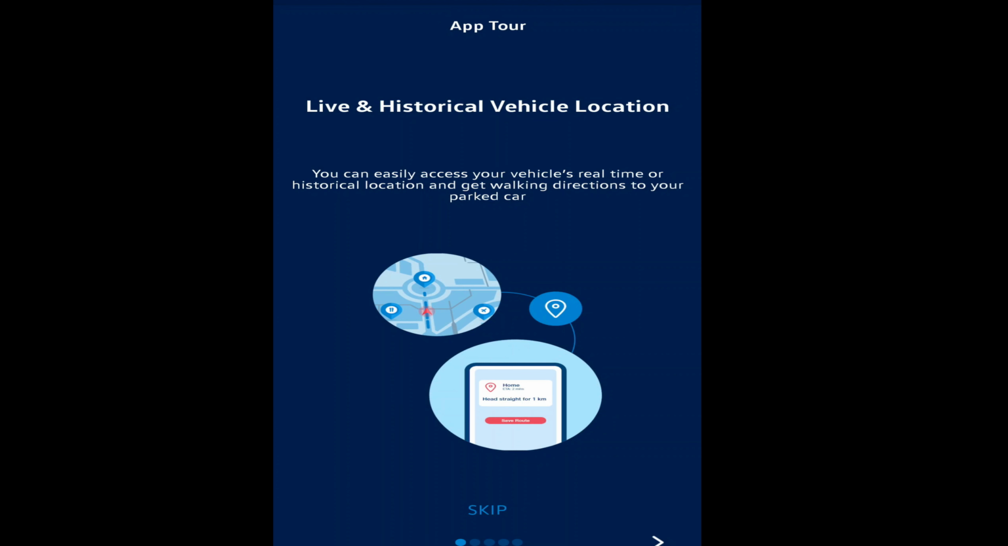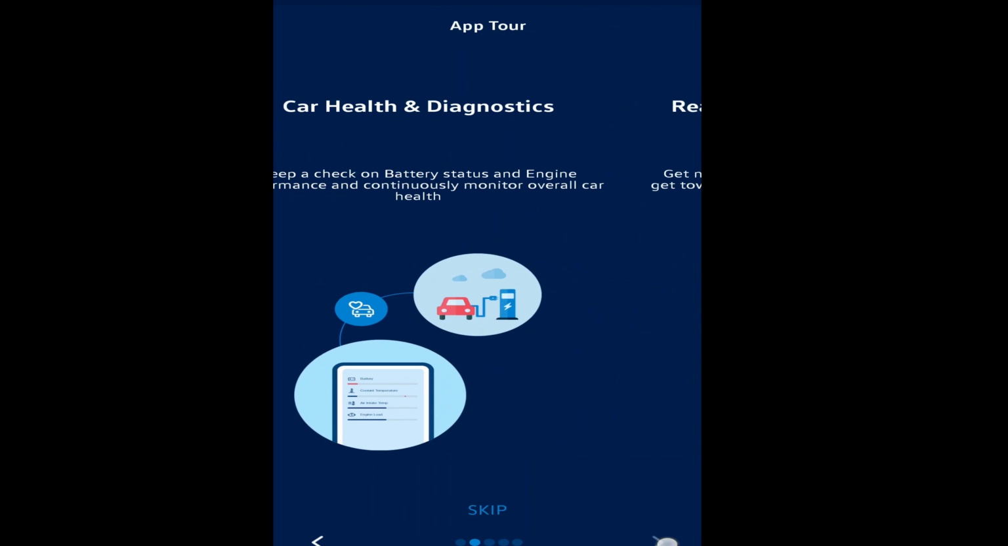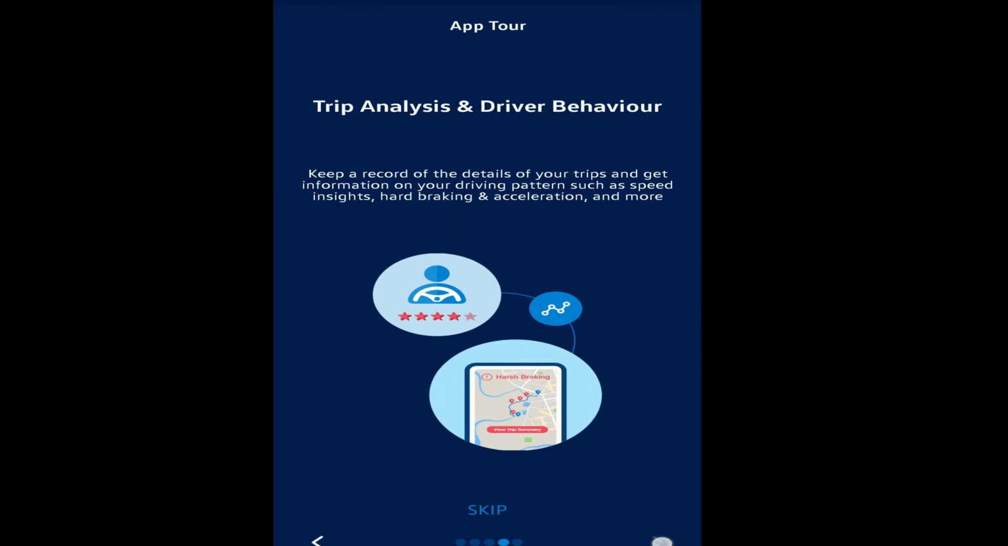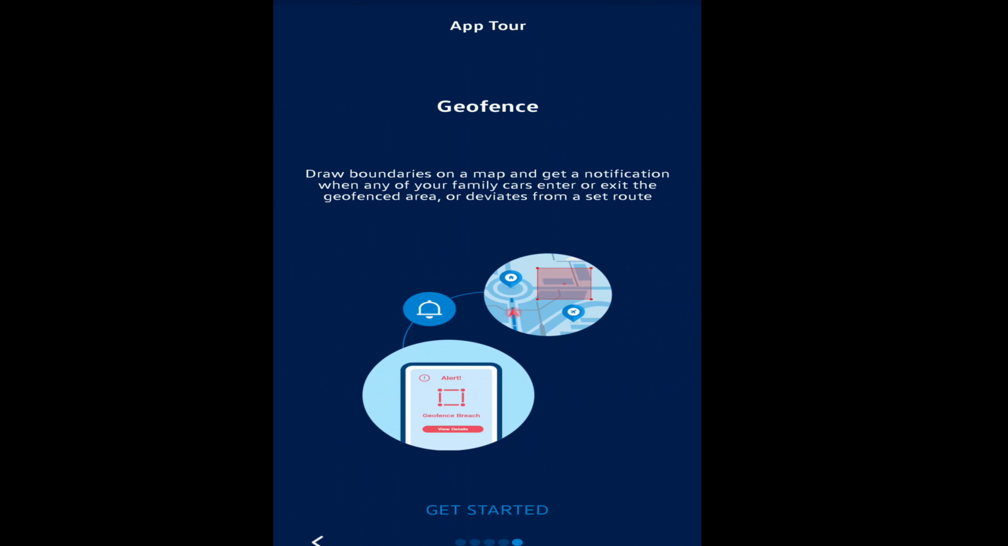In the first startup, it will show you how the app works and what information you can view in the app: the car health and diagnosis, real-time alerts, notifications, etc. Trip analysis, driver behavior, geofencing. So these are all the things that you can do using the Volkswagen Connect app. Now we are going to get started with the application.